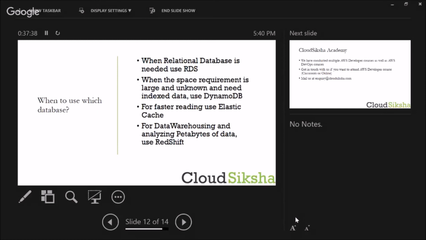Secondly, whenever you see a question where they say that the space requirement is not known, that you have to store a large amount of indexed data, and each data item may have different values, some may have 4 values, some may have 5 or 6 values, and the space requirement is not known, and they're looking at very fast storage and retrieval, then you look at a NoSQL database. In those cases, you can use DynamoDB, where you are talking about queries which are not very complex.